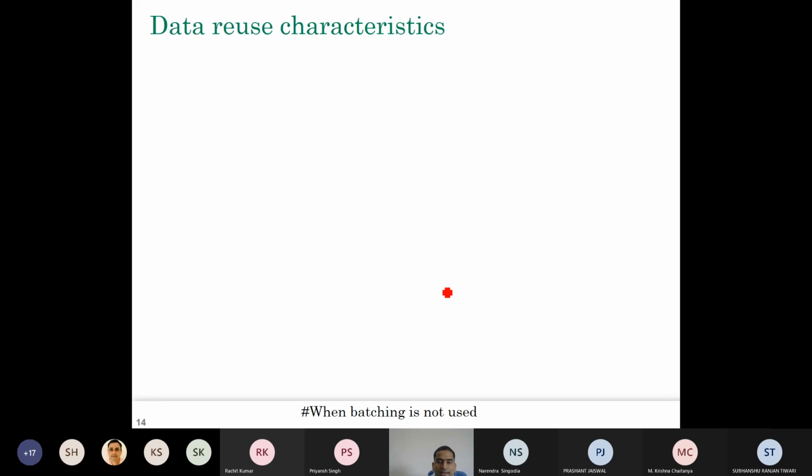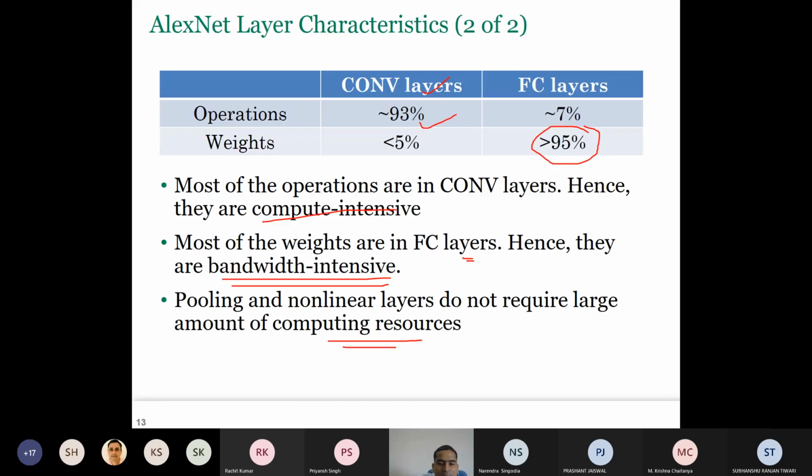Okay, so now let us see the data reuse characteristics. So is this point clear to everyone? Of course, I have a doubt. Just one minute. All the nonlinear layers don't need computing resources, but they have other requirements which will be clear soon. In a nonlinear layer, we are not doing a lot of computations. All we are doing is passing it to, for example, tanh or ReLU or sigmoid. So those computations may be there, but other than that, it is very straightforward.